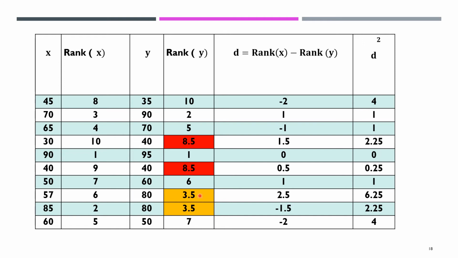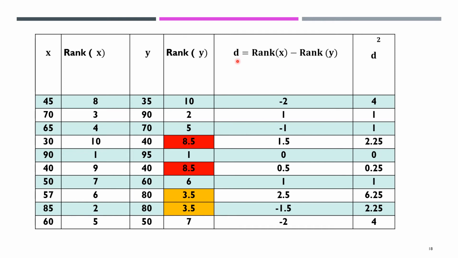Here there was a tie between the rank 3 and 4. So we have taken the average as 3 plus 4 divided by 2. Here there was a tie between the ranks 8 and 9. So the average of 8 and 9 ranks, that is 8 plus 9 divided by 2. So we have given 8.5 and 8.5.